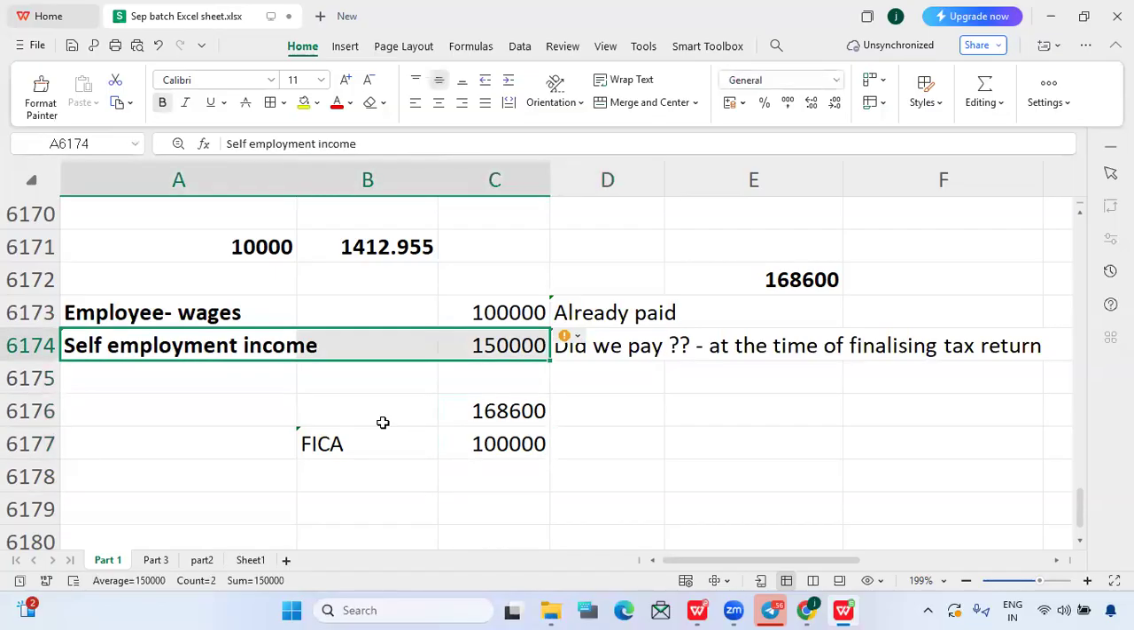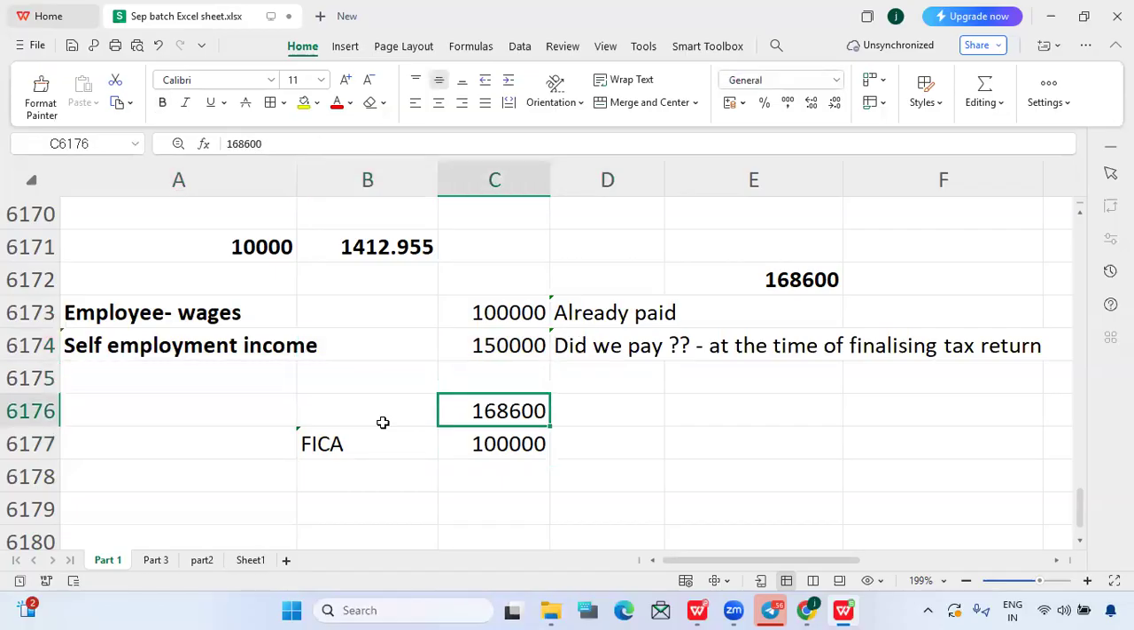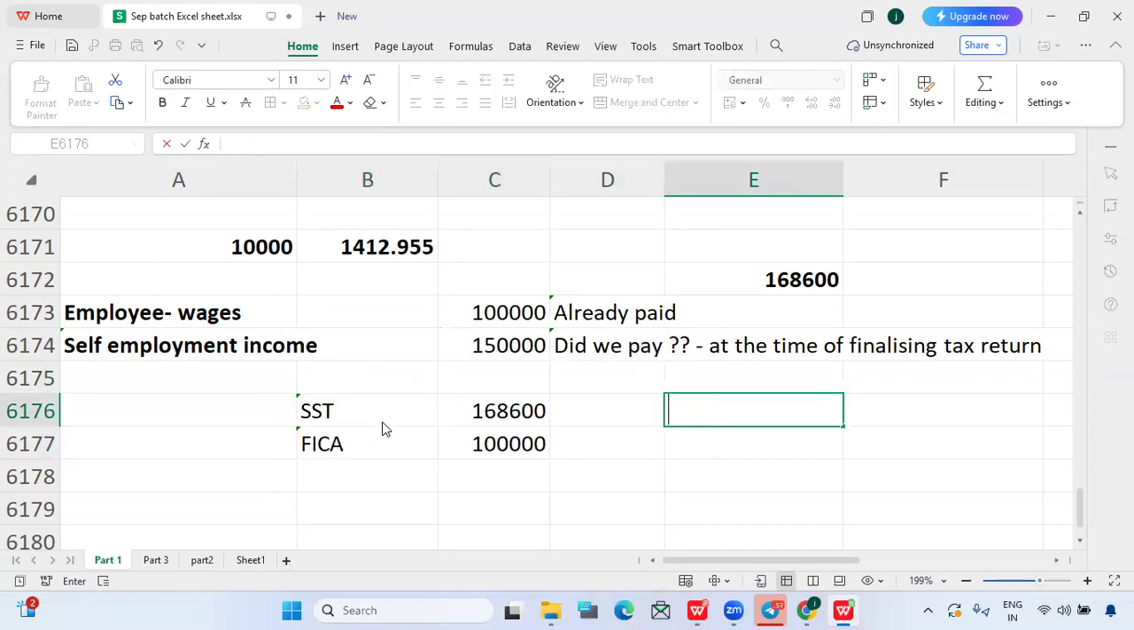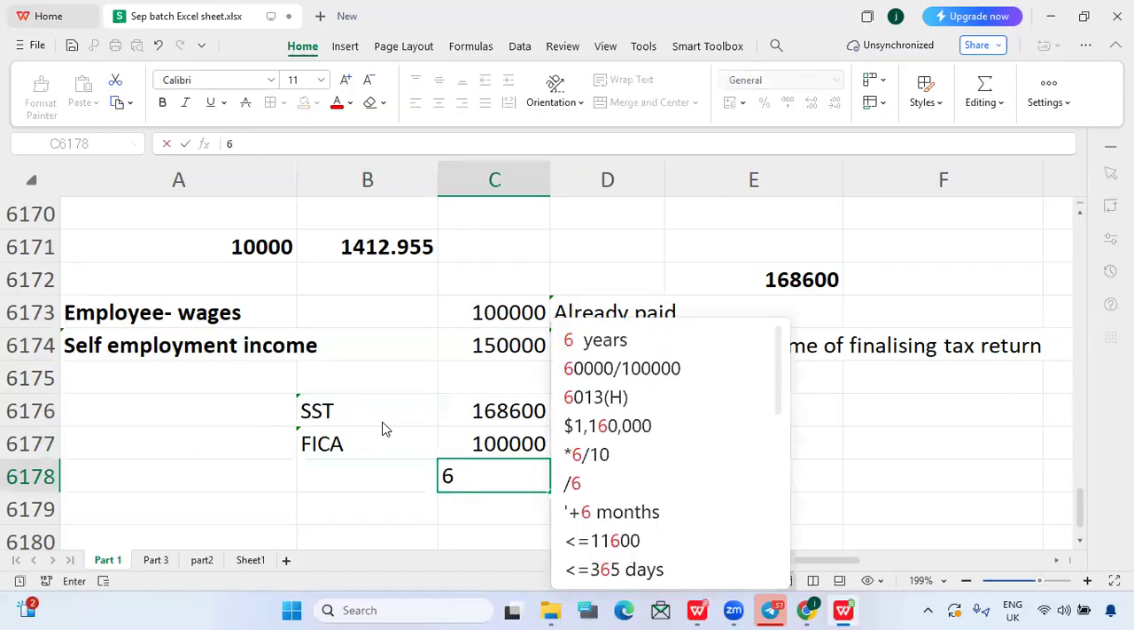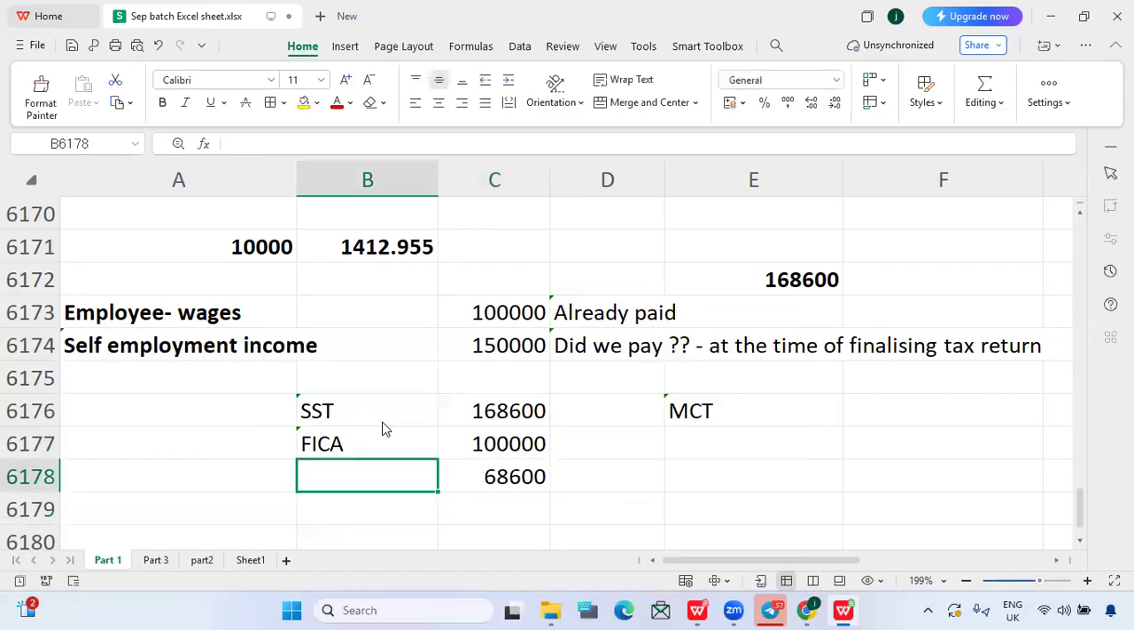So the question is here, this is social security, right? So social security taxes, and also we have Medicare taxes. Do we have any base limit for this? No base limit. Now in this we have already paid on $100,000, but your self-employment income is 150. So how much balance do we still need to pay? We need to pay on 68,600. So this is your self-employment portion.